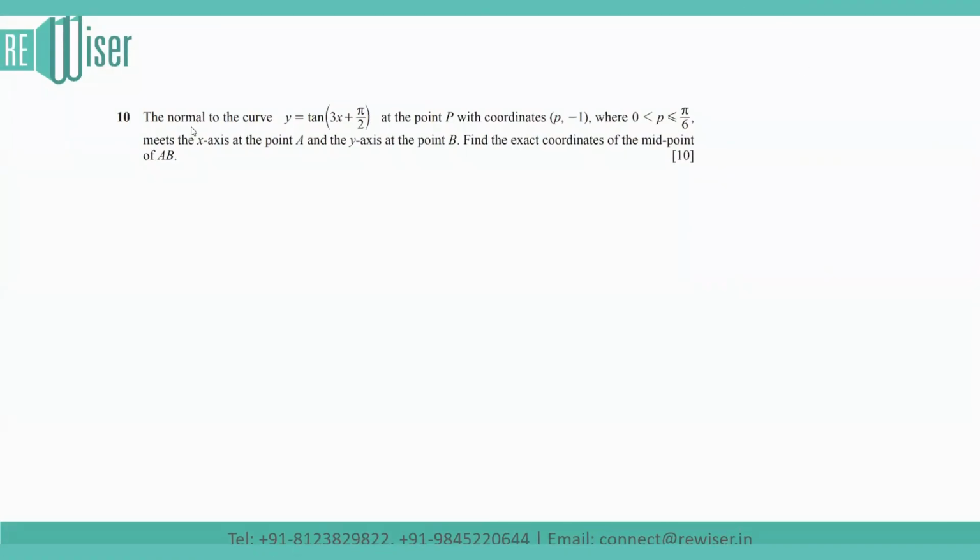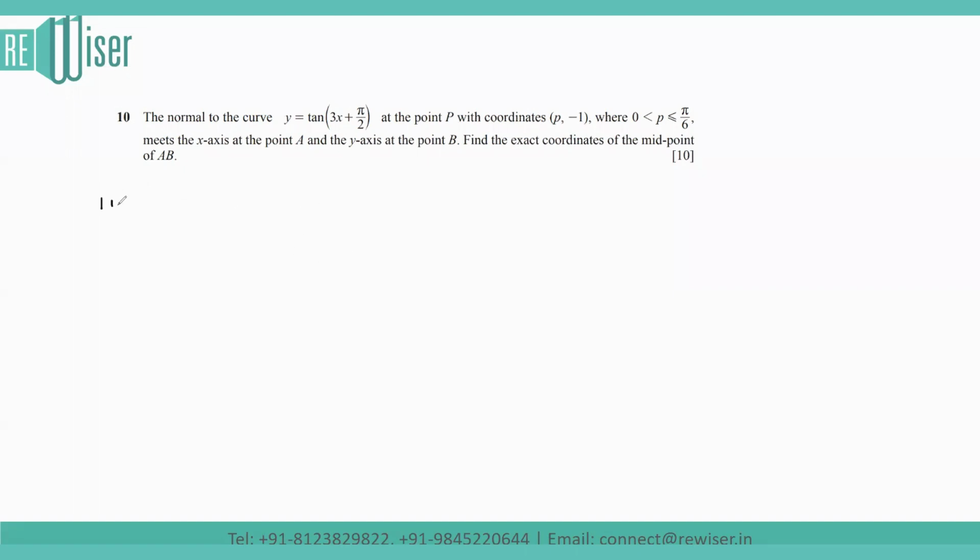Hello students, the normal to the curve y is equal to tan(3x + π/2) at point P with the coordinates (p, -1), where p lies from 0 to π/6, meets the x-axis at point A and the y-axis at point B. So we have to find the exact coordinates of the midpoint of the line AB.